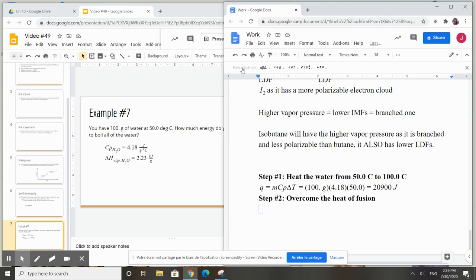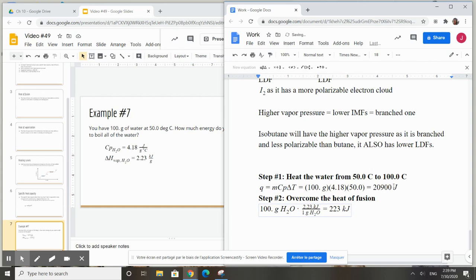So I'm going to do sort of a unit conversion. I've got 100 grams of water. I look and I see that the heat of vaporization is given in kilojoules per gram, so I can just use that. Sometimes it's going to be in kilojoules per mole, so you'll need to convert your grams to moles first. Not super common, but sometimes you'll see that happen. Put this in my calculator, I get 223 kilojoules.